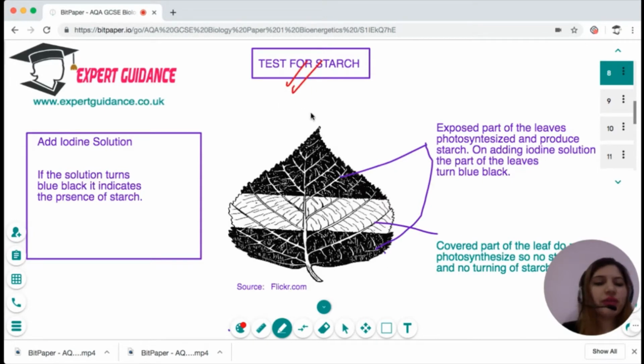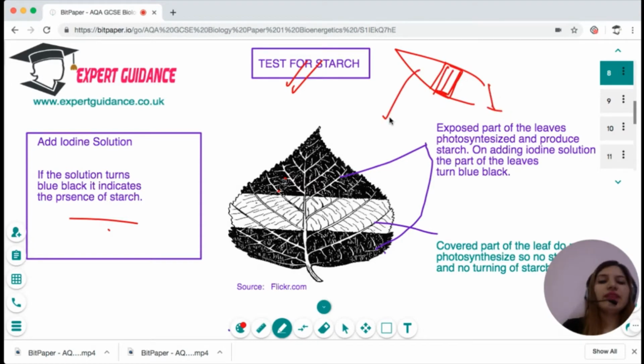Now there's a test for starch. If you remember from your school chemistry or biology experiment, if starch is present, you add an iodine solution and the iodine solution turns blue-black. Now I'll take a leaf and I'll cover one part of the leaf with a small black tape in the middle, and then I'll put it into the light.